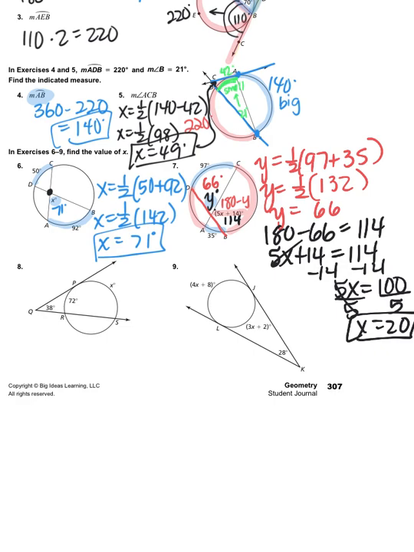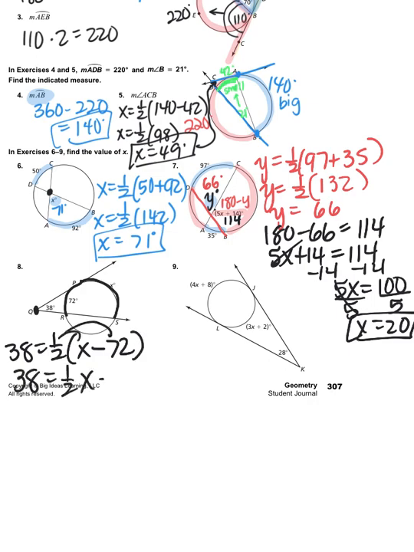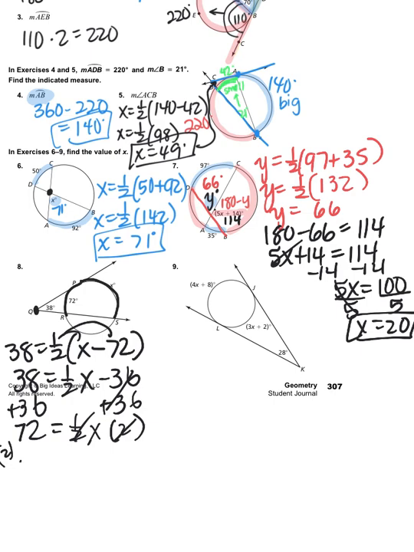Okay, 2 more vertex outside the circle. So we're going to go 38 is half the big arc x minus the small arc 72. Got to distribute that half. And we'll divide by 2. So we get 144 equals x.